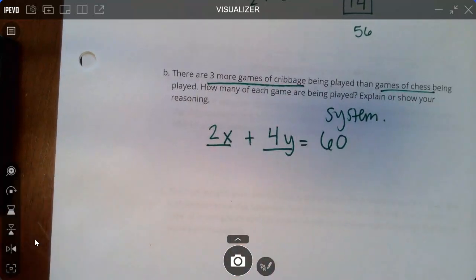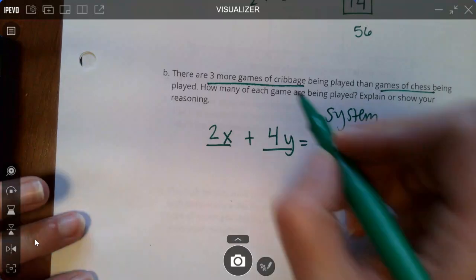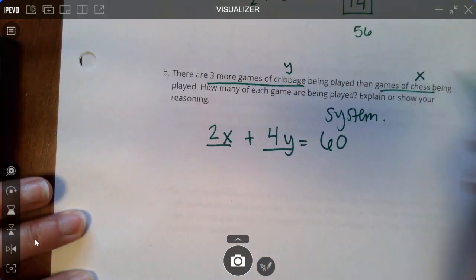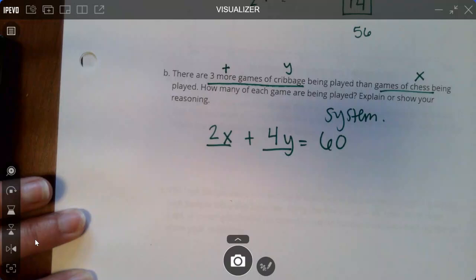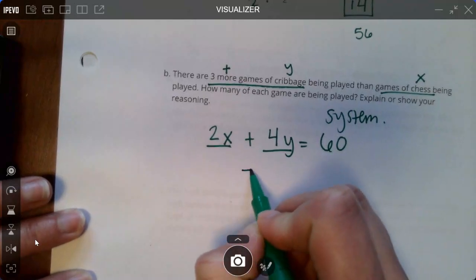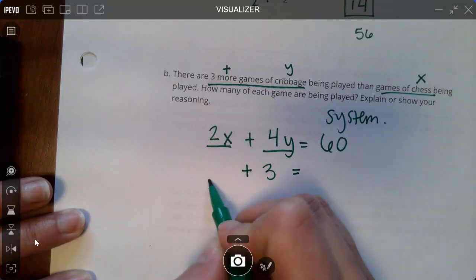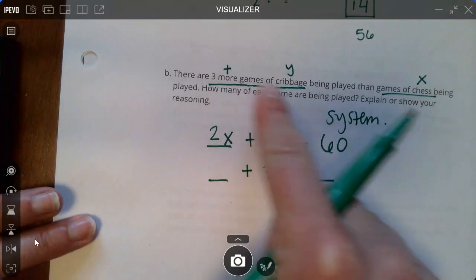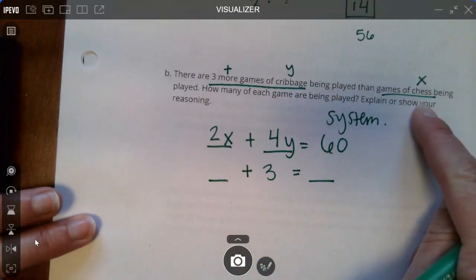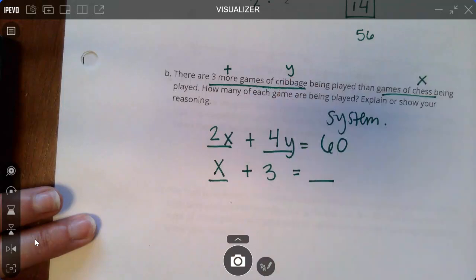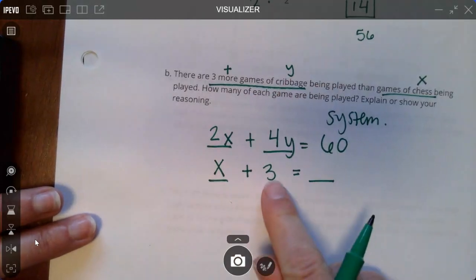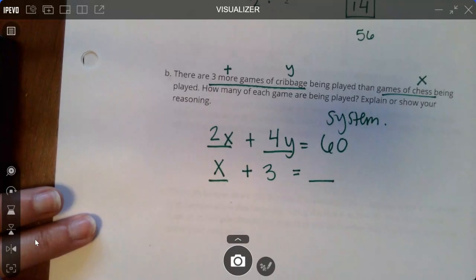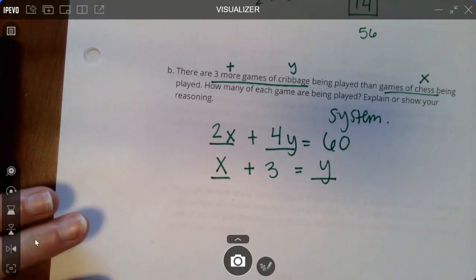They say there are 3 more games of cribbage being played than games of chess. I know cribbage is y and chess is x. I also know that more means plus. So I'm going to see 3 plus something equals something, still with x and y. Am I adding 3 to the cribbage games, or am I adding 3 to the chess games? I'm adding 3 to the chess games, because there are 3 more games of cribbage than chess. So that means this is going to be y. These are your 2 equations.